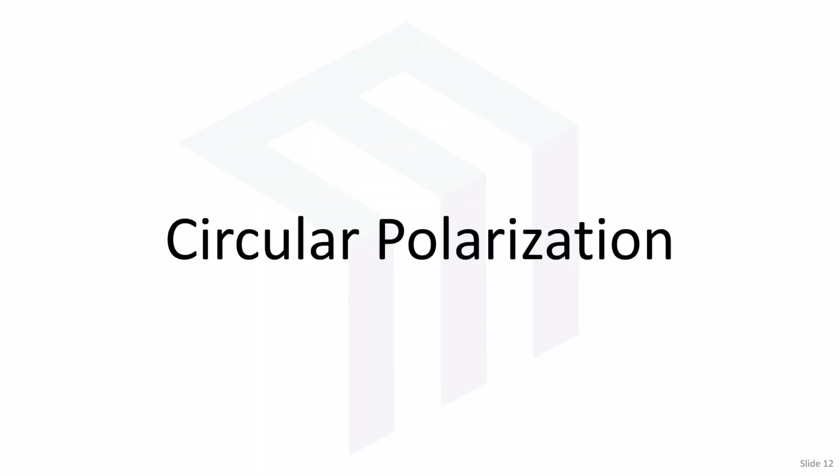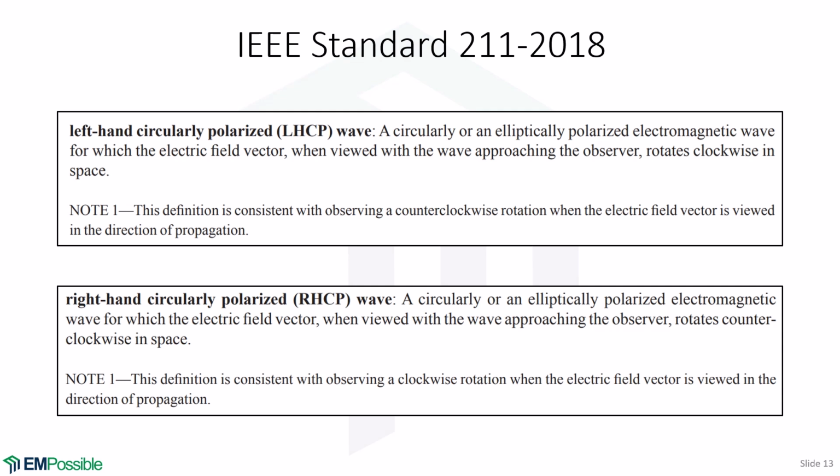Circular polarization. Let's start with the IEEE definitions of left-hand circularly polarized and right-hand circularly polarized. And I will tell you why I don't like these definitions. And when I visualize that, I'm going to visualize it and define it slightly differently that I think it's easier to remember. All right, so the IEEE definition, left-hand circularly polarized wave.